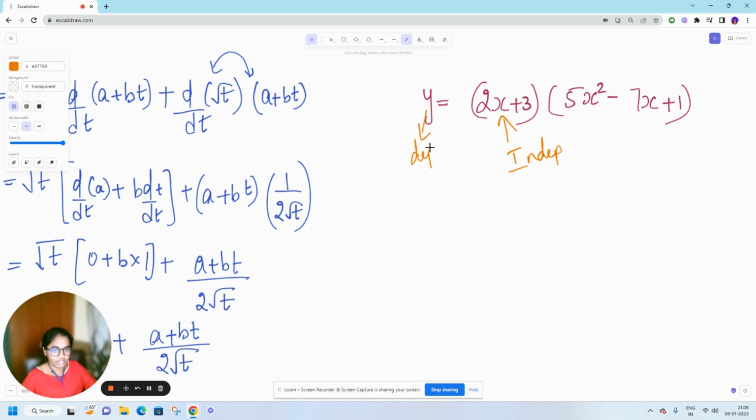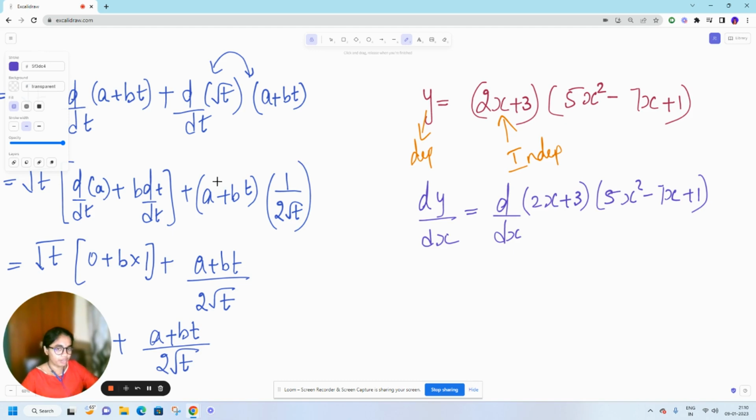So we always differentiate, okay? We always differentiate the dependent term with respect to the independent term. Okay, so let me write down in place of y our given question, that is 2x plus 3 into 5x square minus 7x plus 1. Now I should apply which rule? The product rule. What do you have in place of f of x?